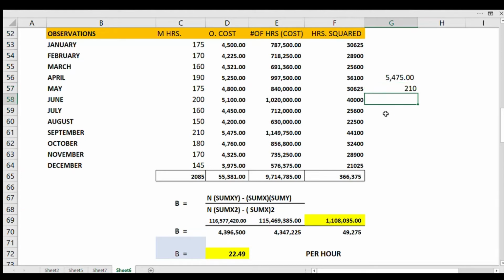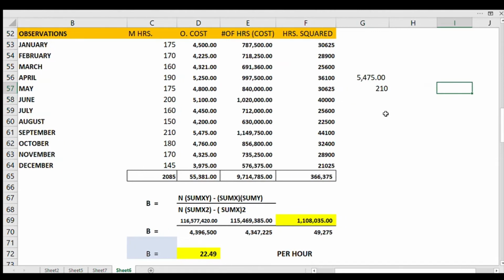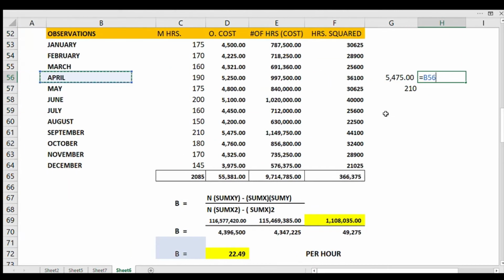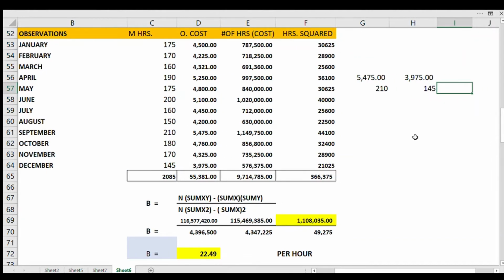So, at the same time, kukunin din natin yung pinakamababang level. Anong pinakamababang level ng activity or as far as cost is concerned? Kunin natin pinakamababang cost, the 3,975. Also, we get the corresponding activity. Kaya high and low, so, let us get the difference. Kukunin mo ang difference niyan.